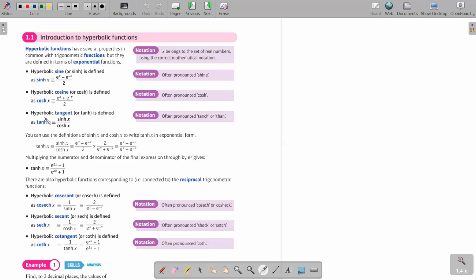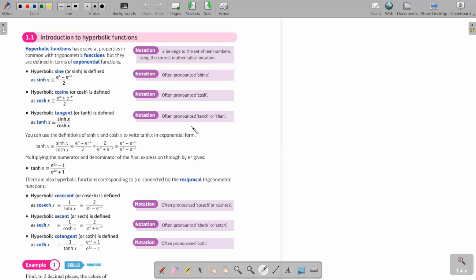And then the next one, hyperbolic tangent, often pronounced as "tanh" or "tan". You can choose whichever pronunciation you prefer. So tanh x is equivalent to sinh x over cosh x. So this is where you have the similarity. Because in trigonometry, tan theta is sine over cos, right? Even the hyperbolic tangent, tanh x, is sinh x over cosh x, right, guys? So there are some similarities.